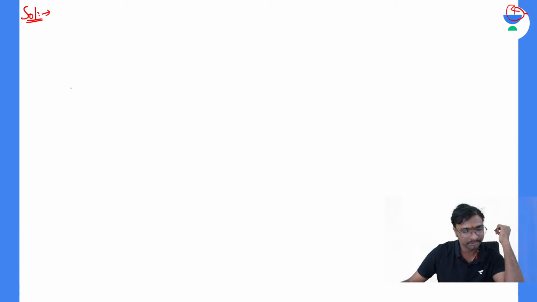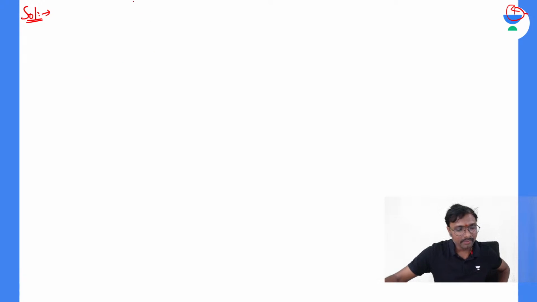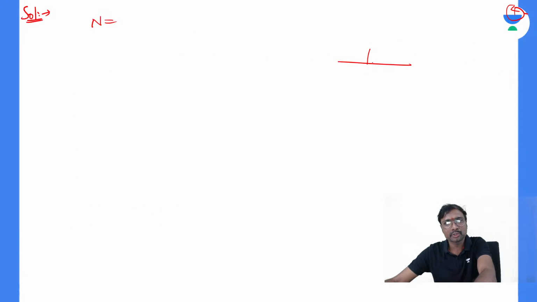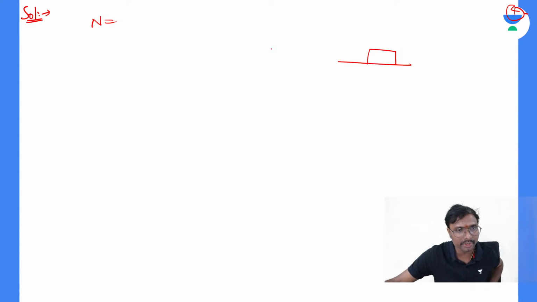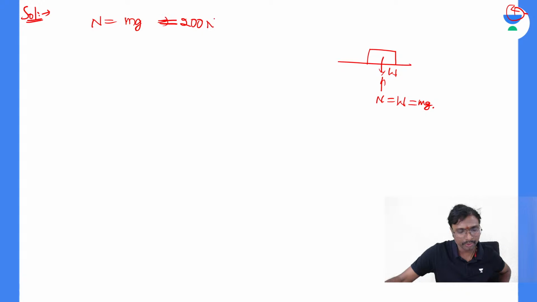How can you get that? If you just observe, the normal reaction N is nothing but mg. Because the weight is given as 200 newtons, whatever weight is acting downward is equal to the normal reaction. So N equals mg, which is 200 newtons. Keep that point in mind.